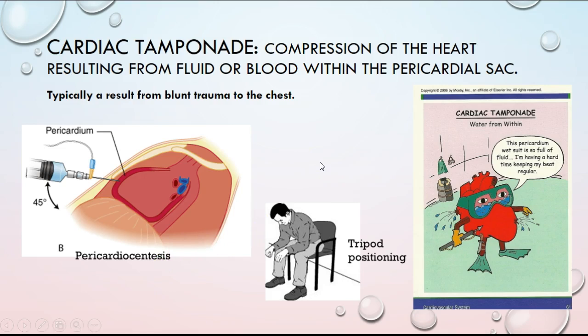Cardiac tamponade, we have this in our cardiac unit, so I'm not going to spend a lot of time on this, but just basically know that this is when there is a compression of the heart that results from fluid or blood within the pericardial sac, and it can happen as a result of blunt trauma to the chest. And again, know what the management is. So you're going to have the pericardiocentesis, and what you can do as a nurse is encourage that patient to sit in a tripod position.